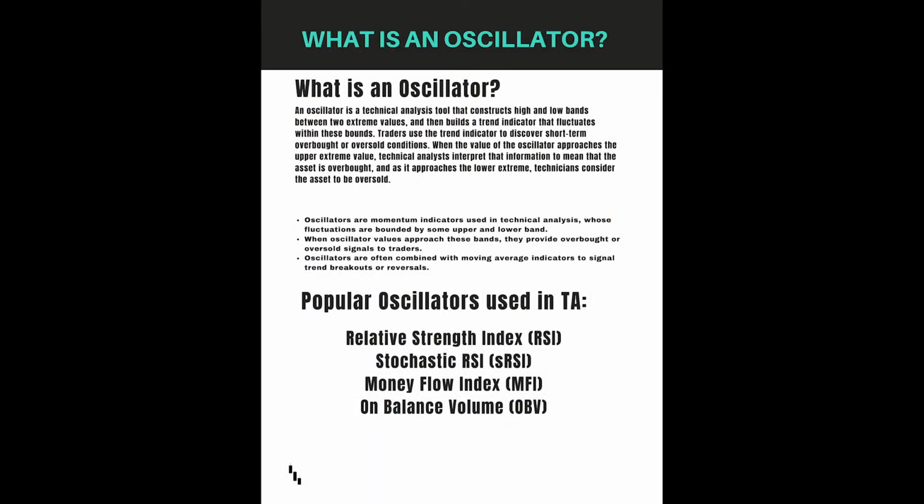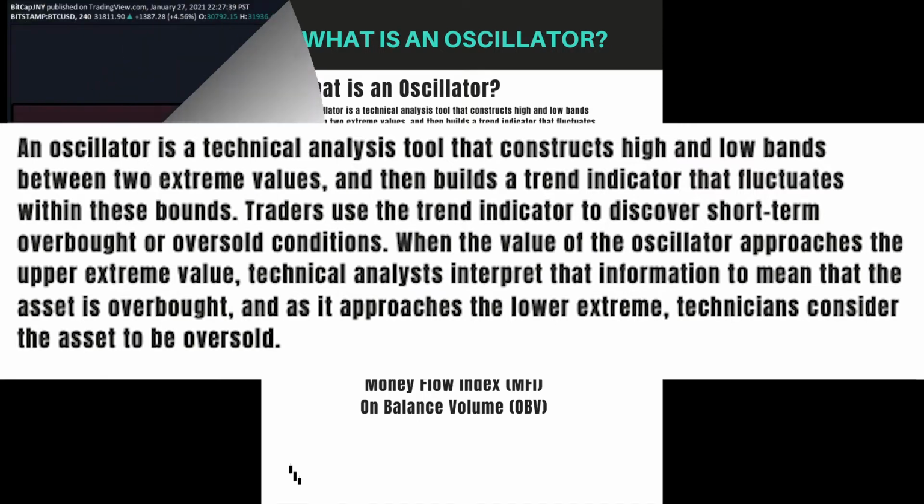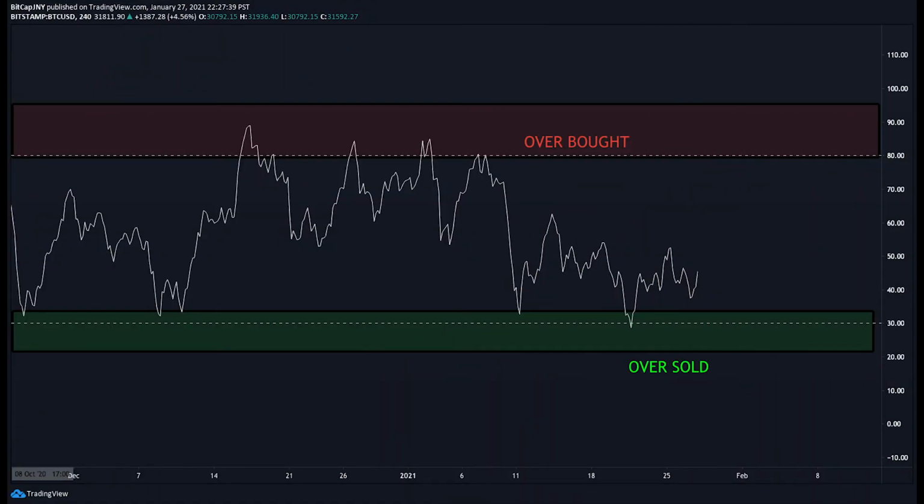Okay, so what is an oscillator? An oscillator is a technical analysis tool that constructs high and low bands between two extreme values and then builds a trend indicator that fluctuates within these bounds. Traders use trend indicators to discover short-term overbought or oversold conditions. When the value of the oscillator approaches the upper extreme value, typically around 100 or 1, technical analysts interpret the information to mean that the asset is overbought, and as it approaches the lower extreme, usually 0, technicians consider the asset to be oversold.